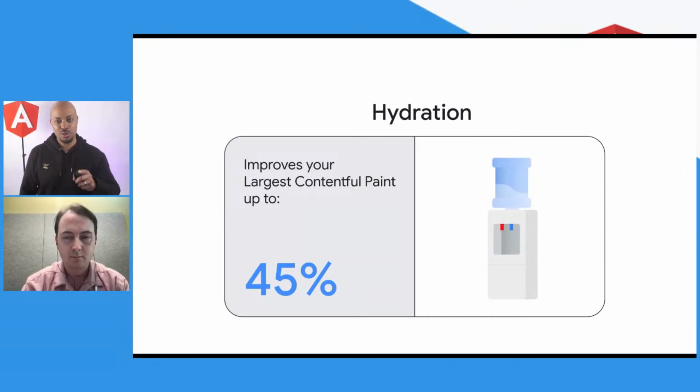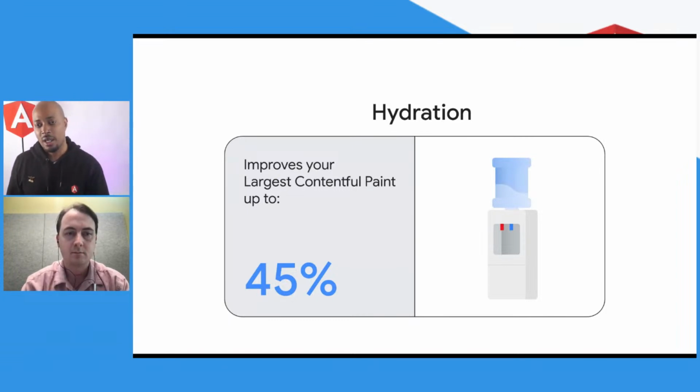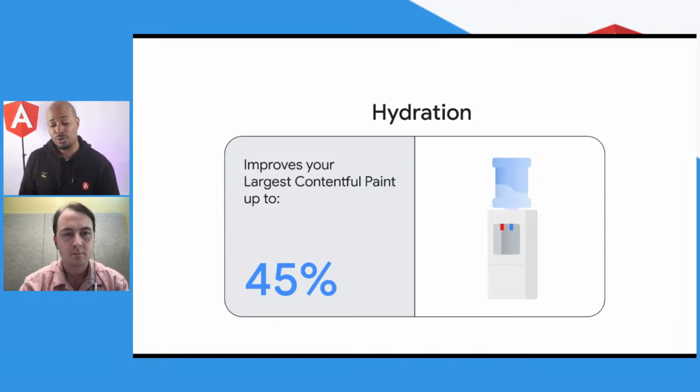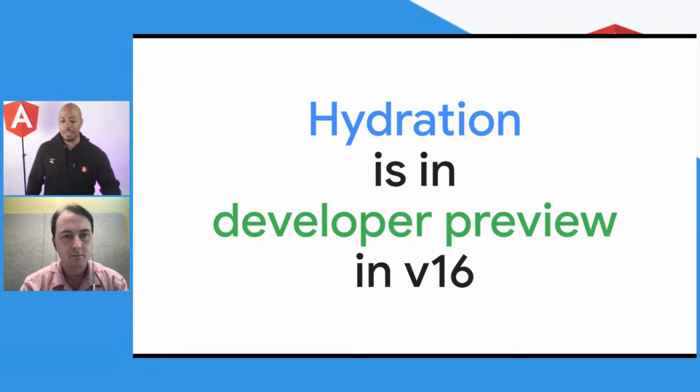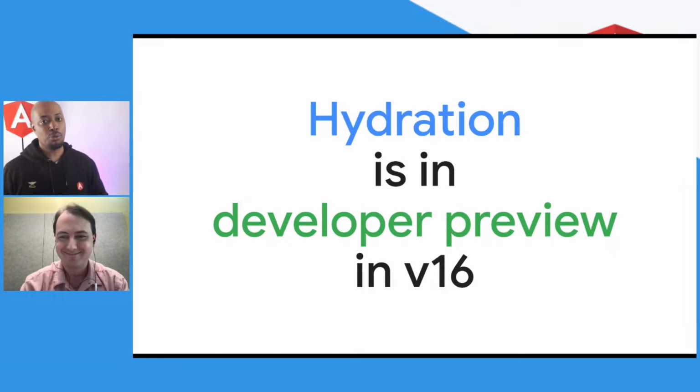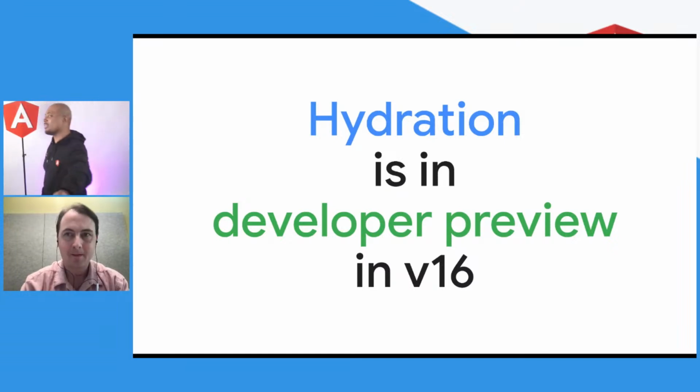Fantastic. 45% is noticeable. 45% changes the way that people perceive your application and the way your users interact with it. This is a really meaningful update. And boom, right there. Sorry, that was super loud. Hydration is in developer preview. And you know what's so fantastic about this?